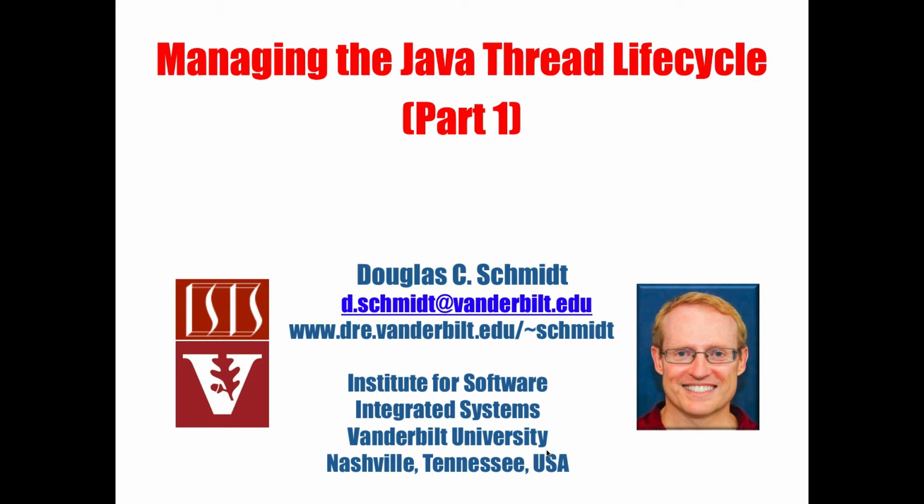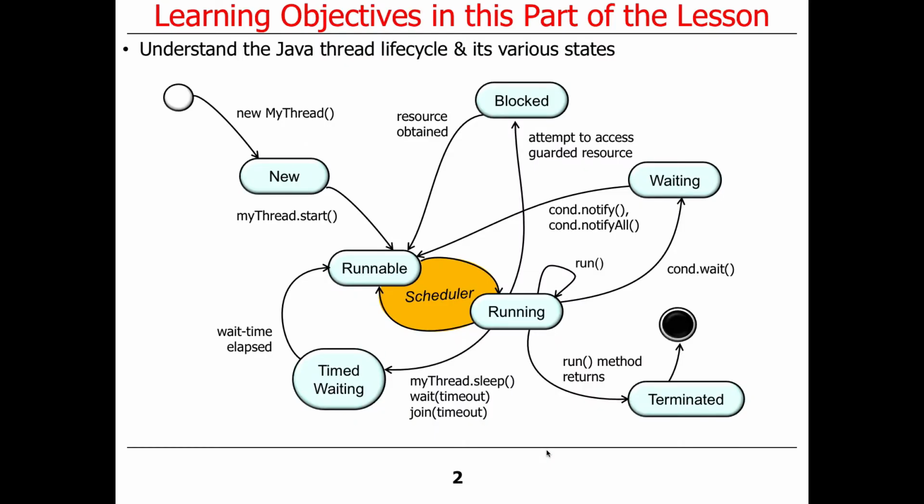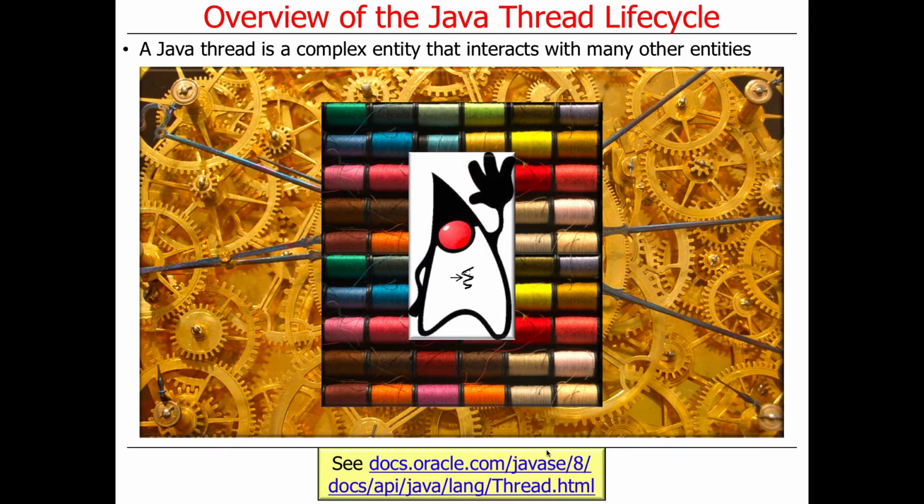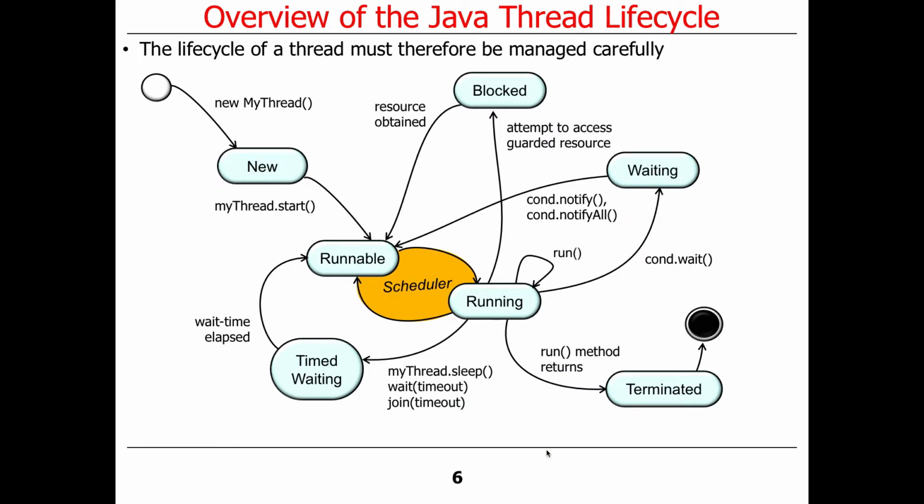In order to be able to understand thread interruption, you have to understand a bit more about the Java thread lifecycle. So we're going to talk about that starting here, and then we'll transition into how you start and stop threads, especially stop them. So we'll be focusing first on the states in the Java thread lifecycle. A Java thread, if you haven't figured it out by now, is a fairly complicated entity that has to interact with a bunch of other things in the operating system. And therefore, there's a life cycle that has to be managed carefully.